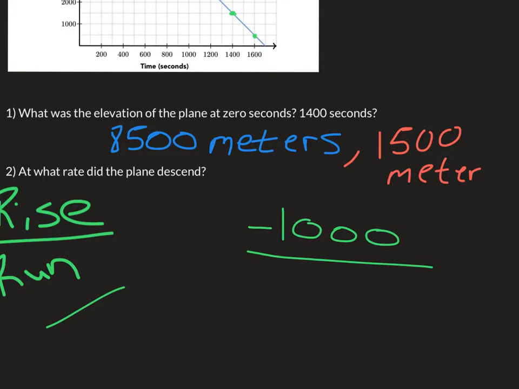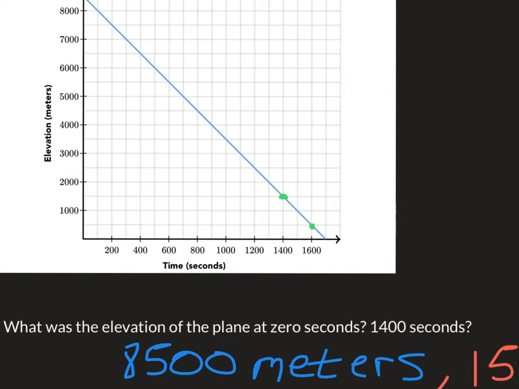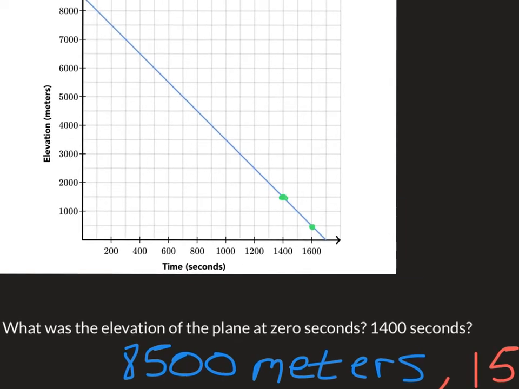Now we need to find our run. So we're going to go back up. We need to look at how far we went over. Okay? So we went from this point right here, and at that point, we were at 1,400 seconds. Then we went over to this point, and we were at 1,600 seconds. So we need to think about how many seconds are in between 1,400 and 1,600.